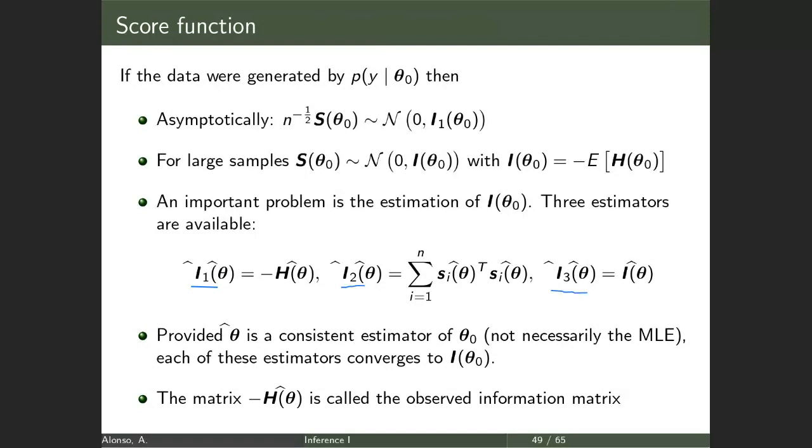And the only thing you need is a consistent estimator of theta. It doesn't have to be the maximum likelihood estimator, just a consistent estimator. And as I said before, minus the Hessian evaluated at an estimator of theta is called the observed information matrix. Frequently, you evaluate it at the maximum likelihood estimator, but that's not always the case.